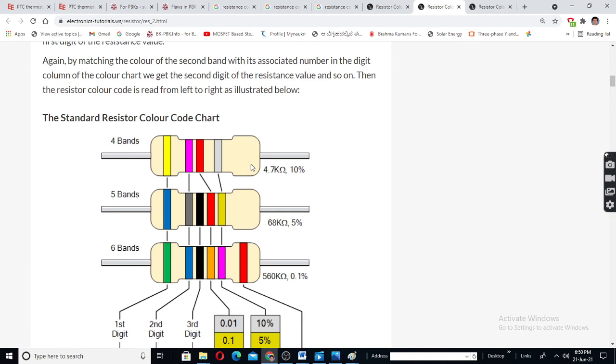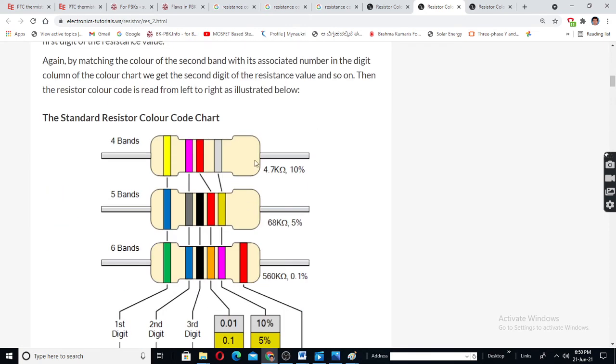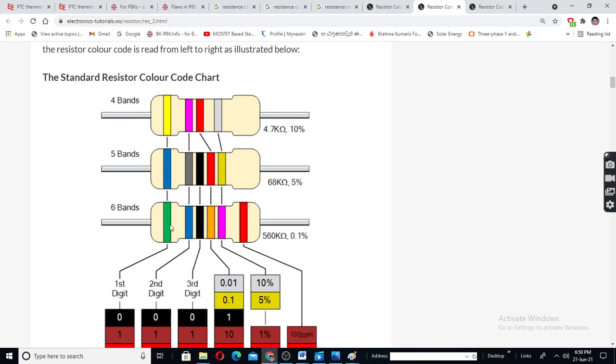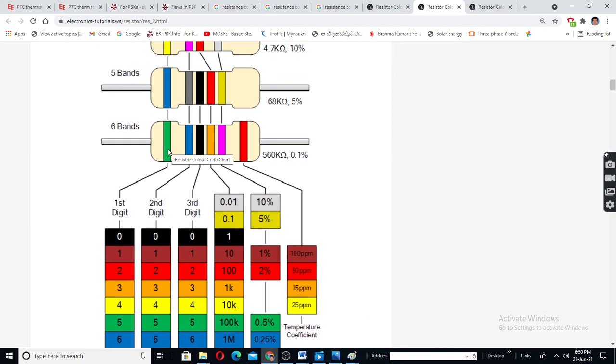Anyhow, sometimes on the internet also, there may be some errors. You should understand the basics, and then you can learn more by seeing more websites. See, there are also some six band resistances, which is not required for your level. The sixth band gives the value of the temperature coefficient of the resistance.